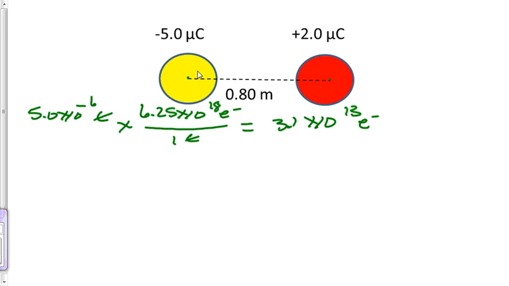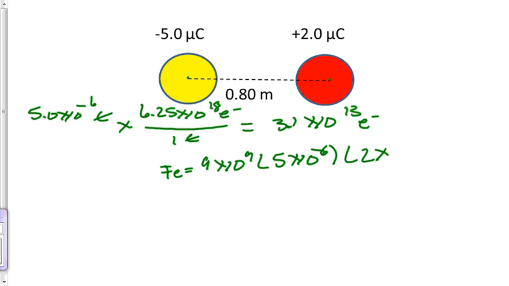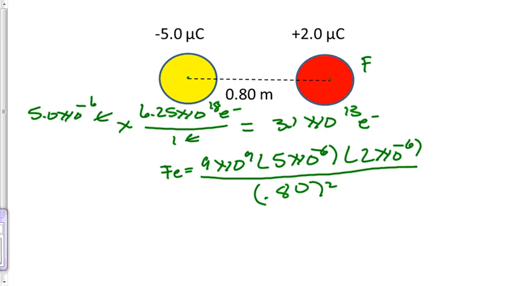Now, what about the magnitude of the force electric acting on the positive 2 microcoulomb charge? And then we'll also look at the direction in a minute. So force electric equals 9 times 10 to the 9, multiplied by 5 times 10 to the minus 6. Remember, we don't put negatives in there. Multiplied by 2 times 10 to the minus 6, divided by the distance between them squared. So 0.80 squared. So the force electric acting on the 2 microcoulomb charge is equal to 0.14 newtons.